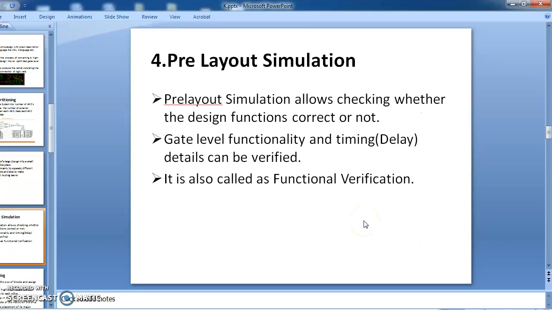Fourth step is pre-layout simulation. Pre-layout simulation allows checking whether the design functions are correct or not. Next, gate level functionality and timing details can also be verified. It is also called functional verification. If in this simulation the design function is not correct, the process repeatedly goes back to the design entry level.